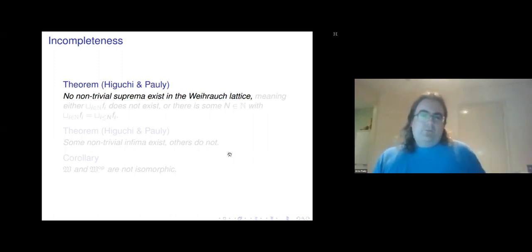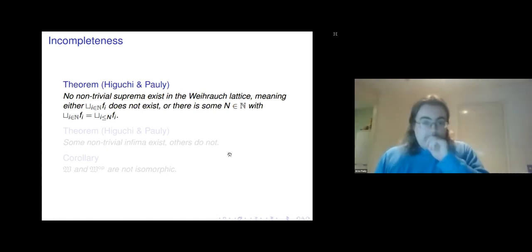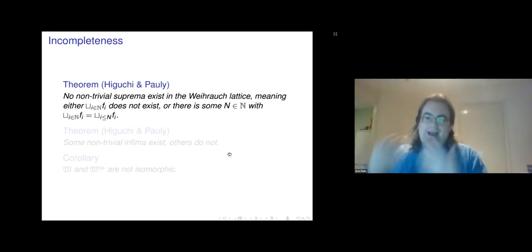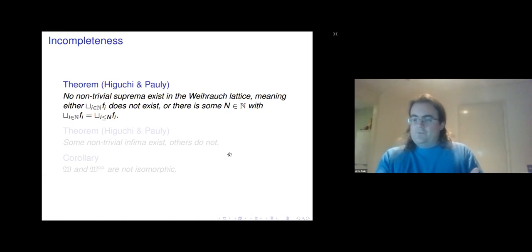There are no non-trivial suprema whatsoever. With that, I mean, if you take countably many multivariate functions, either they don't have a supremum or there's a finite subset of them whose supremum is the supremum of the whole thing. But if you aren't there yet after finitely many steps, you never get there. There is an obvious construction that may seem like it should be the supremum, which is just saying, well, the input is a natural number n plus an instance to f_n, and then the output is whatever f_n would say there.